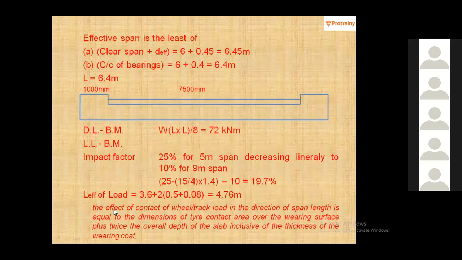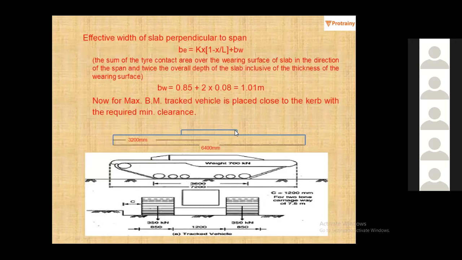The provision says, for L effective of load, the dimension of tire contact area over the bearing surface, which is 3.6 meter or 3600 mm, plus twice the overall depth of slab inclusive of the thickness of bearing coat. So your slab thickness is 500 mm, that is 0.5 meters, and your thickness of bearing coat is 80 mm, that is 0.08 meter. Doubling this and adding it to the contact length given, we will get 4.76 meters. Okay, so now we have the length of this load, we have the effective length of this load, which is 4.76 meters. Asking again, is this clear to you?